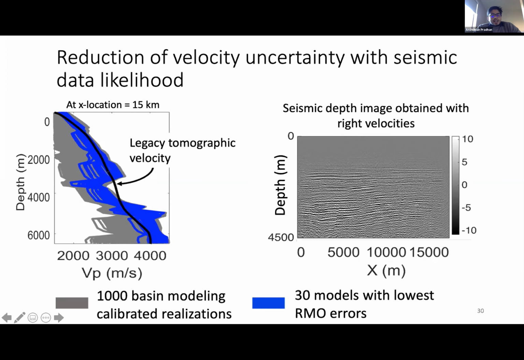And for comparison, I've also plotted the velocity model from the tomographic inversion, and that is in black over here. And we can see that our model has done very well in capturing the uncertainty around the tomographic inversion. But also at some places, the inverted model is falling out of the geological bounds for this scenario. And that is one of the advantages of our workflow, that it gives us a geologically consistent velocity space.